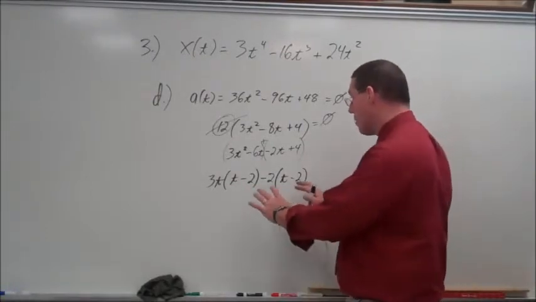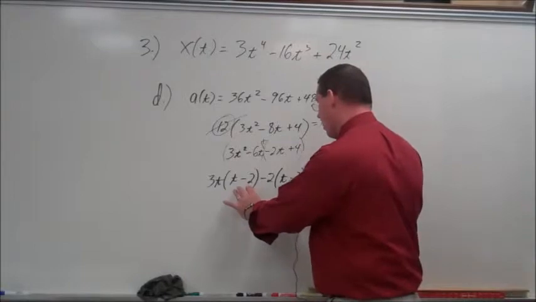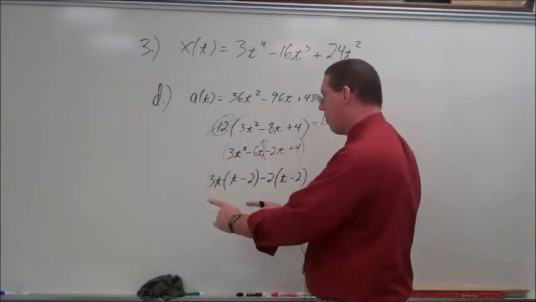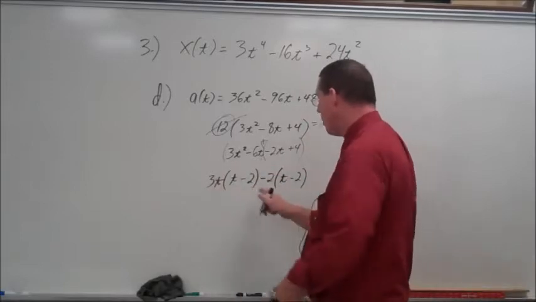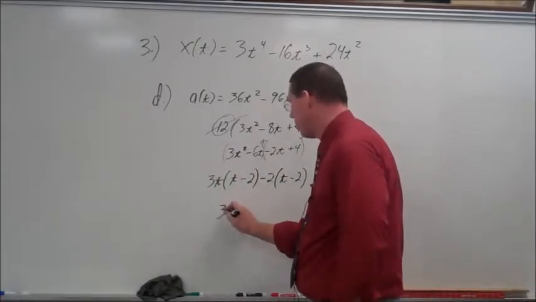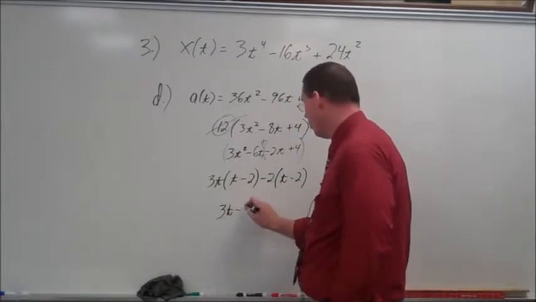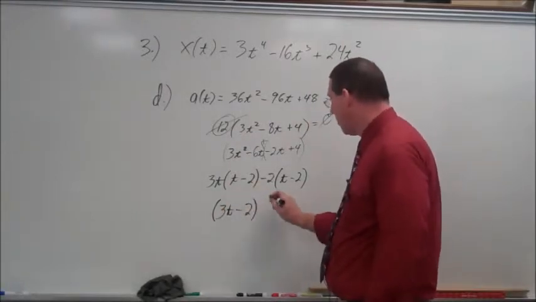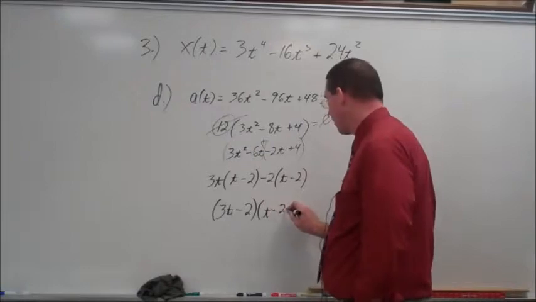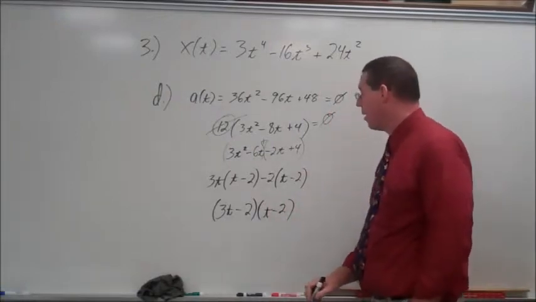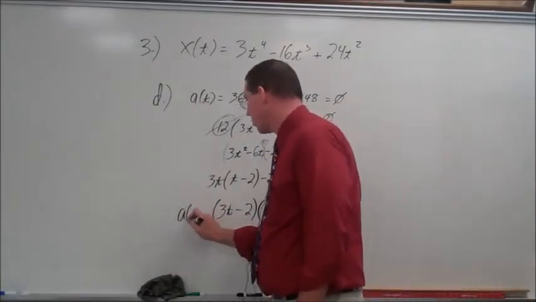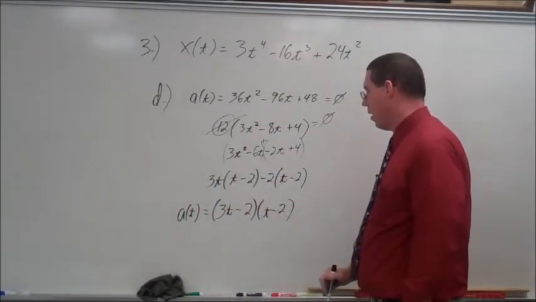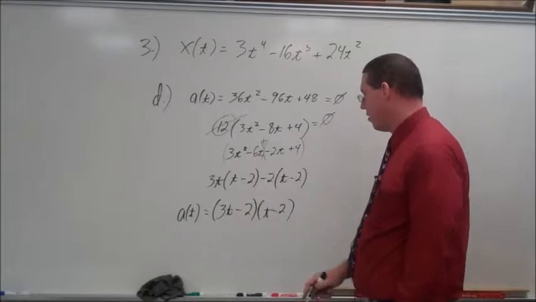And this is basically what we're looking at here: t minus 2 is one thing, and it's being multiplied by the binomial 3t minus 2. So this is the equivalent of 3t minus 2 as one factor, and then t minus 2 as the other factor. There we go. Okay? And so acceleration can actually be factored into these two factors.